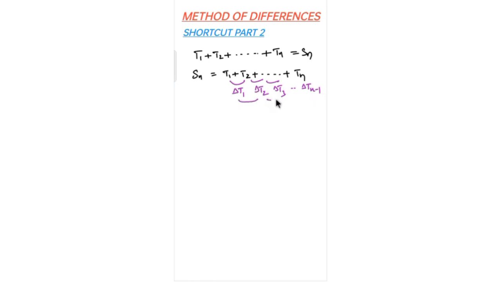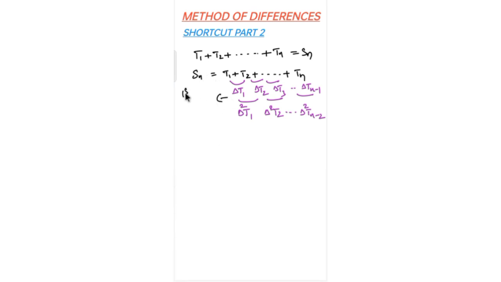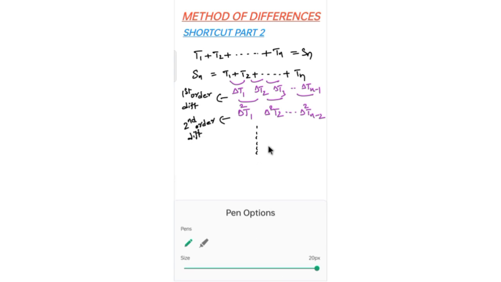Now coming to the difference between these two, that comes out to be delta square T1, and between these two that comes out to be delta square T2, and so on, and between these two we get delta square Tn minus 2, because there are n terms at the start. The differences would be n minus 1 and the second set of differences will be n minus 2. This is known as first order difference, and this is known as second order difference, and this goes on.